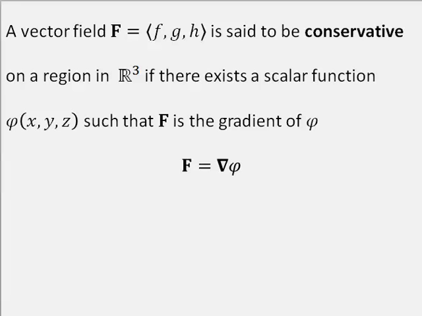A vector field is said to be conservative if there exists a scalar function phi such that the vector field is the gradient of phi. So if the vector field has the components f, g, h, that would mean that f equals phi partial x, g equals phi partial y, and h equals phi partial z.